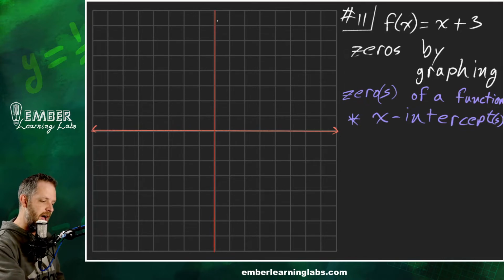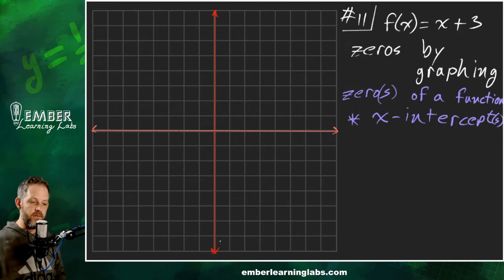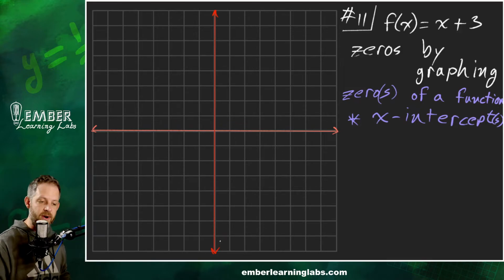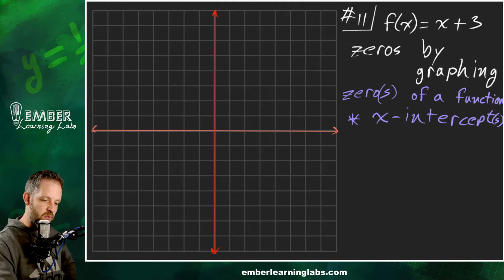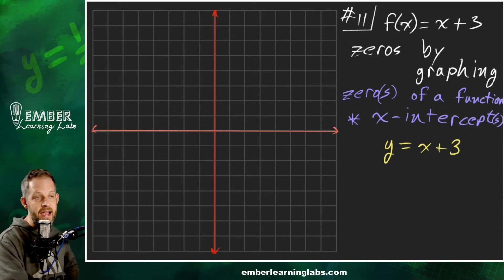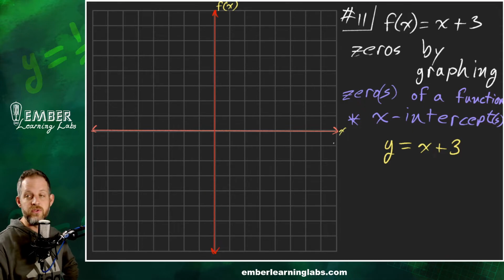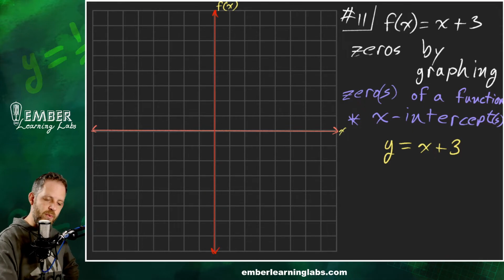Okay, so how would we go about doing it graphically? What would be the steps, if you will? Well, the first thing would be to graph it, right? And remember with our function notation, f of x is the same as y, for all intents and purposes. So we're graphing y equals x plus 3. We're actually graphing f of x, and this is the f of x axis, but it's also the y axis, right? Those are the same thing. And so that's what we're going to graph.